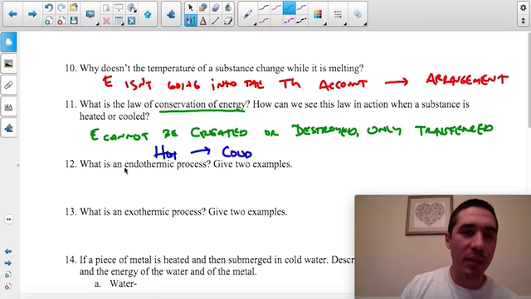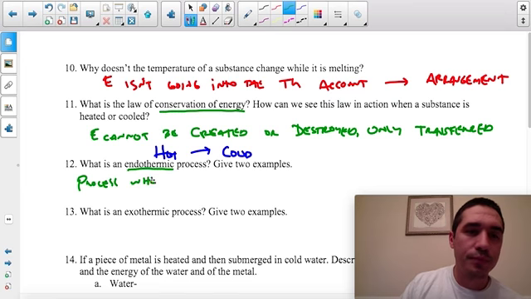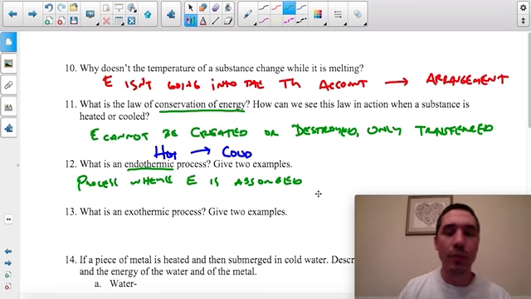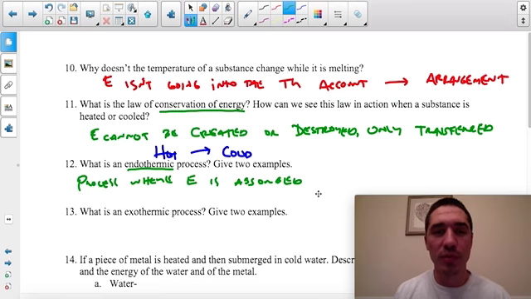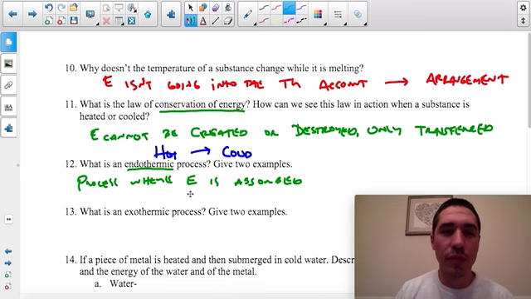What does endothermic mean? Endothermic means a process where energy is absorbed. A couple examples I can think of: if I put an ice cube into any kind of drink, that ice cube is going to be absorbing energy from the drink. So this process for an ice cube of gaining heat is endothermic.